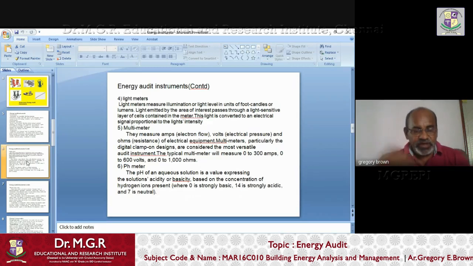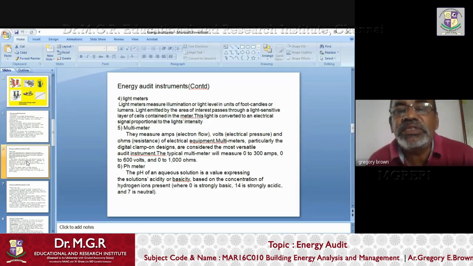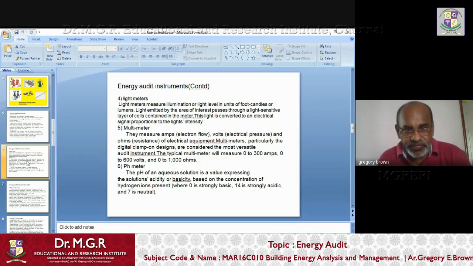So I said we have got some energy audit instruments. Then we have the light meter. This measures the illumination or light level in units of foot candles or in lumens. The light emitted by the area of interest passes through a light sensitive layer of cells contained in the meter. This light is converted to an electrical signal proportional to the light's intensity. So this is also one of the instruments used for energy audit.